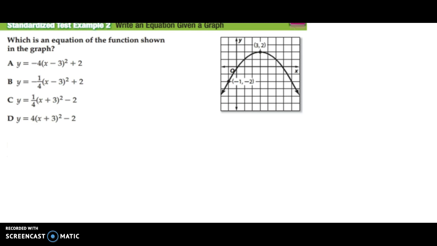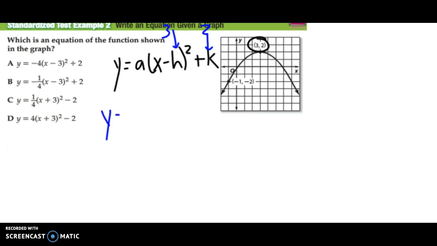Now, example 2. If we have a graph, we can actually write the equation in vertex form significantly easier. So it goes like this. The first thing I see is the vertex. The vertex is going to be 3, 2, which means if I'm writing it in this form, a times x minus h squared plus k, I know that h is going to be 3, I know k is going to be 2, and x is going to be x and y is going to be y. The only thing I have to find now is a.